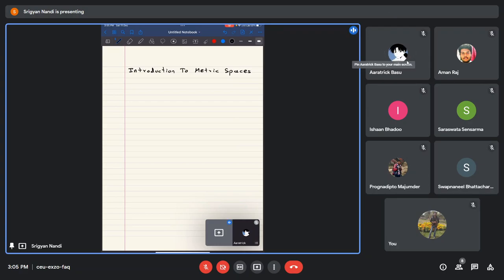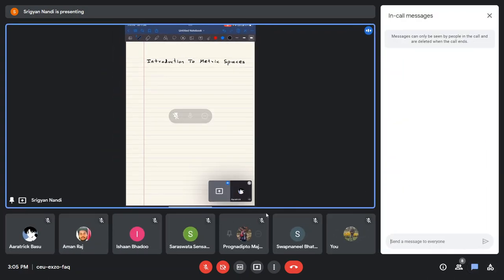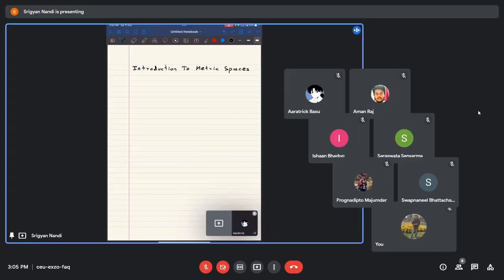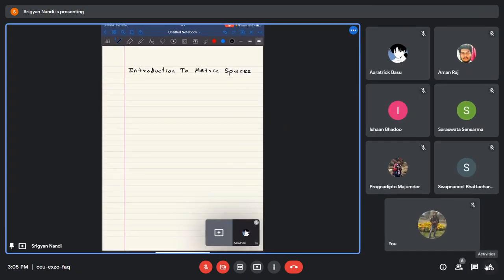So to do this, we'll first look at the two familiar definitions of convergence and continuity that you must have come across in the Analysis 1 course. So let's start with convergence.